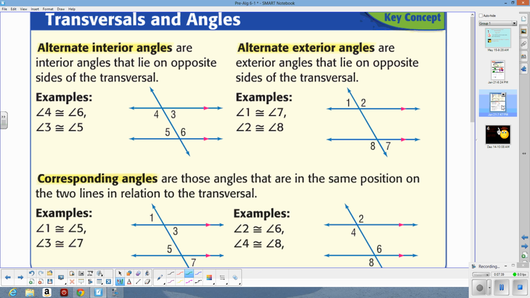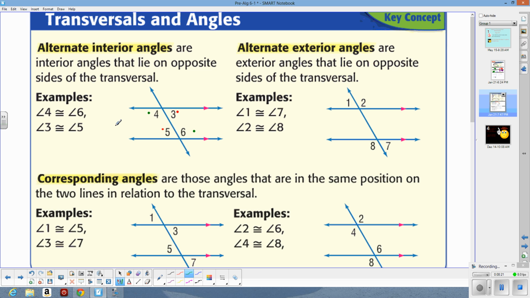Now, if the two lines that the transversal is cutting happen to be parallel lines, something special happens. If these are my parallel lines and here's your transversal cutting through it, these angles on the inside, remember, are called interior angles. Ones that are on opposite sides of the transversal are called alternate interior angles. So for example, angle 4 and 6, those are called alternate interior angles, and 3 and 5, those angles are alternate interior angles as well.